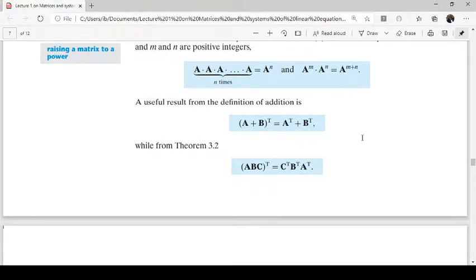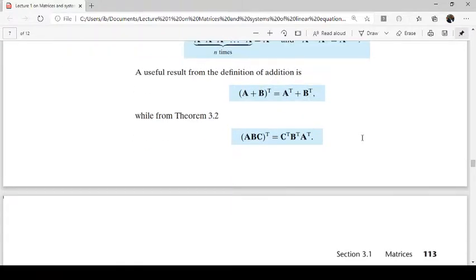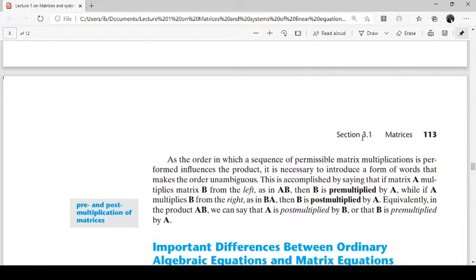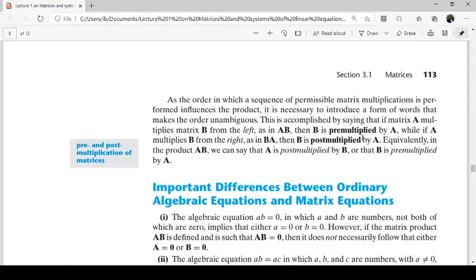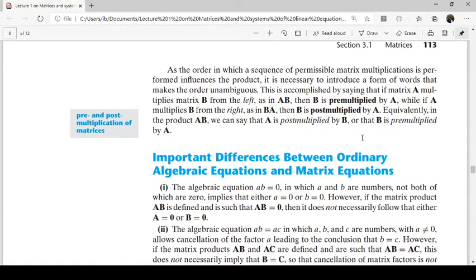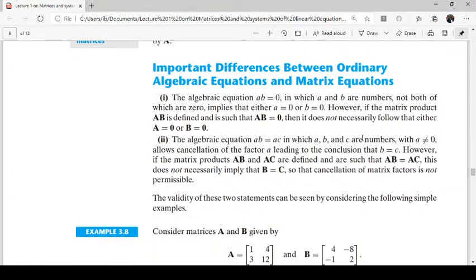Now, these are just further laws of addition. These are just further laws of transposition. Now, this is talking about the difference between an ordinary algebraic equation and a matrix equation.